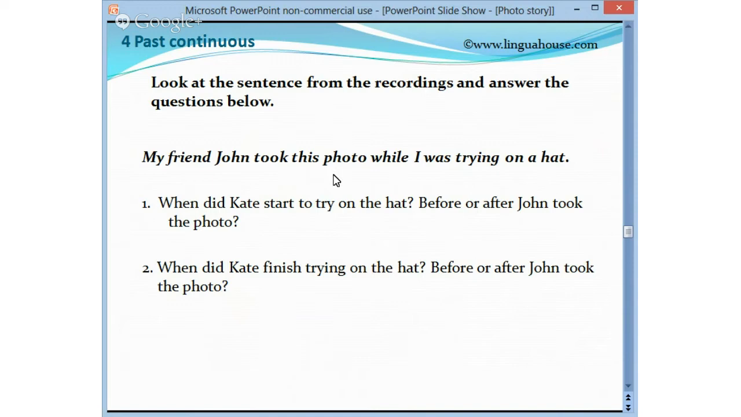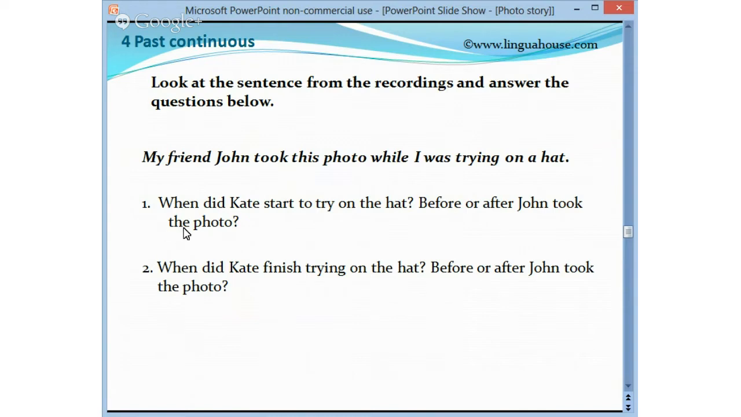Okay, Fo, can you read this sentence that is in italics? My friend John took this photo while I was trying on a hat. Okay. You said picture, but the word here is what? Not picture. This photo. Photo, yes. Same thing, but read what is there. Okay, good. Thank you.